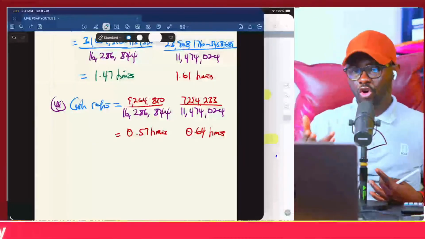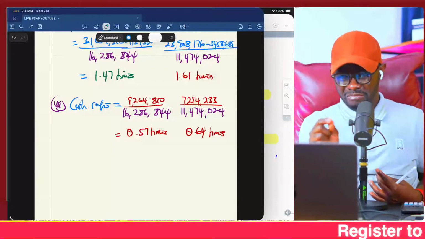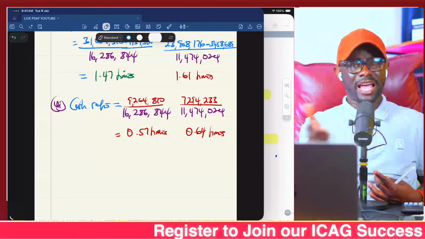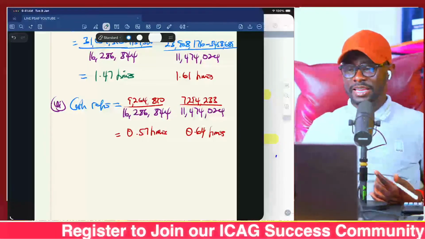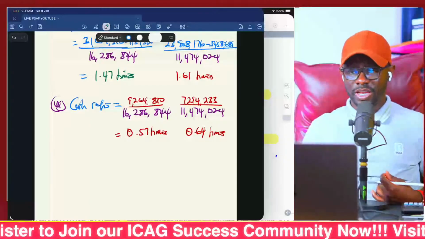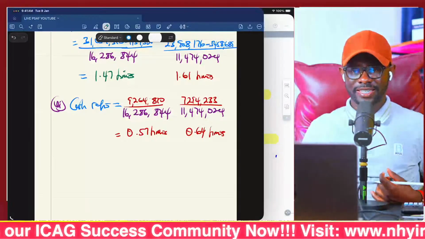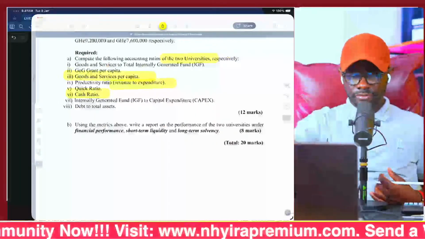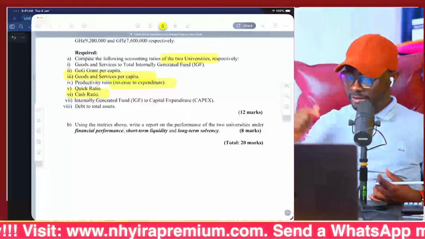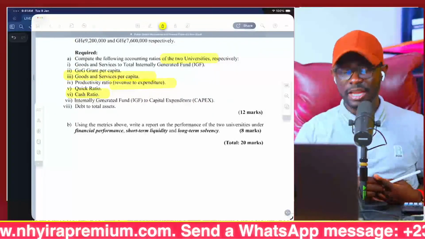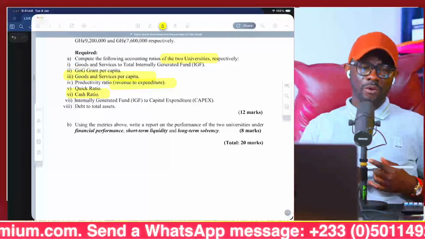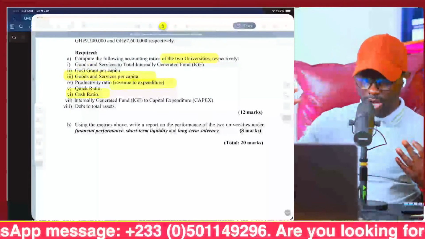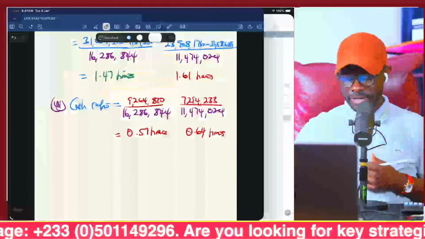Although, again, you are seeing that Bolgatanga University's ratio is just marginally higher, both of them are in the same situation. They are not going anywhere. Are you getting it? They are not going anywhere. So that is the idea about a cash ratio. Then we come to internally generated fund to capital expenditure. So here we are looking at the percentage of the internally generated fund that went into capital expenditures.